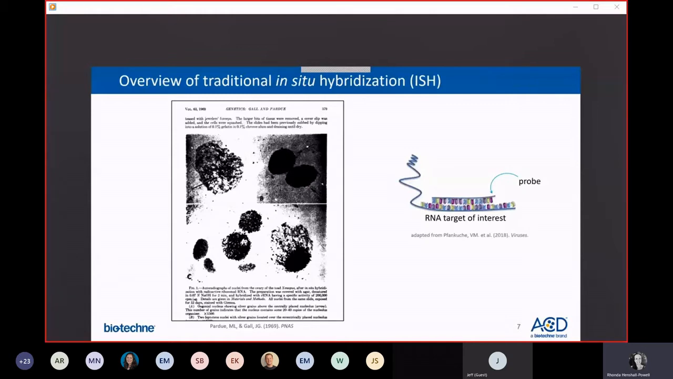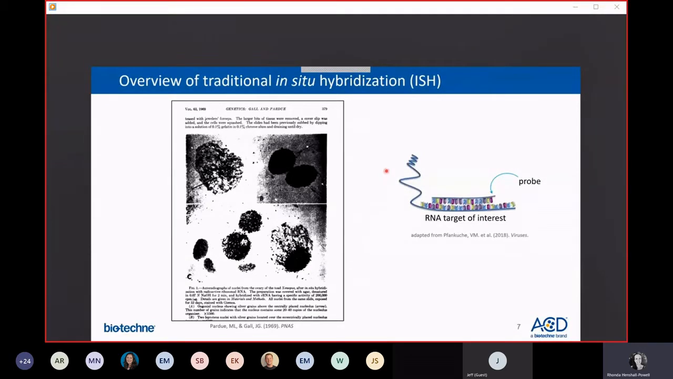Regardless, in situ hybridization traditionally has been really difficult. One, it takes a really long time. So, for example, the images in this 1969 paper, it took 2 to 3 months of exposure time before signal from these radio-labeled probes was visible.